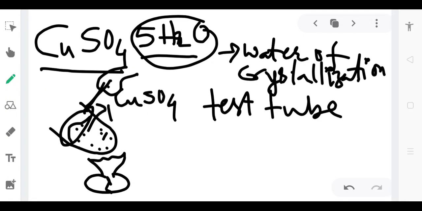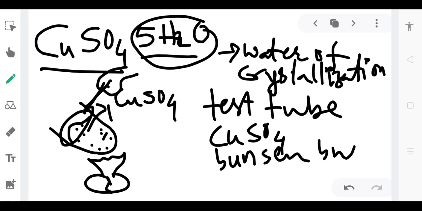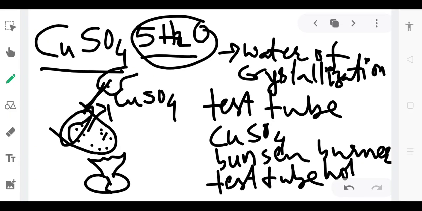Materials required are a test tube. So our aim is to prove that each and every salt contains some water of crystallization. That is the aim. For that purpose we need a test tube, copper sulfate salt. Copper sulfate is a salt, right? Bunsen burner, test tube holder.